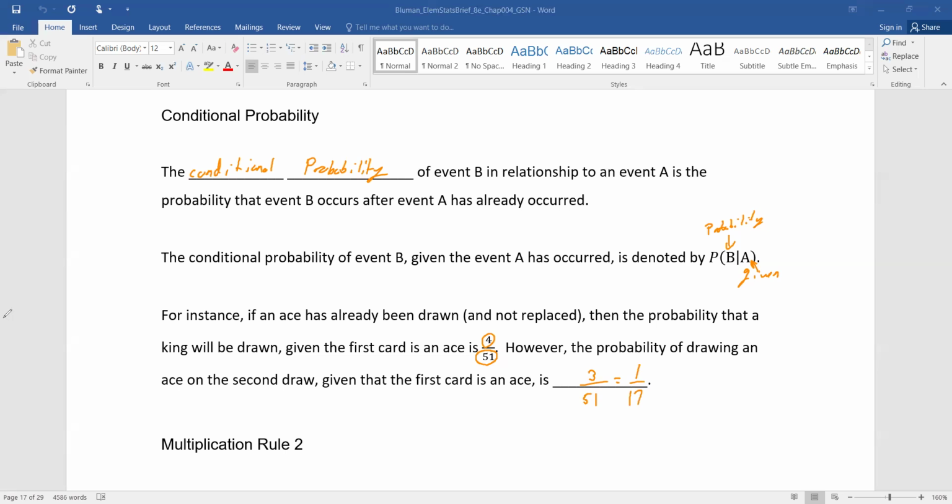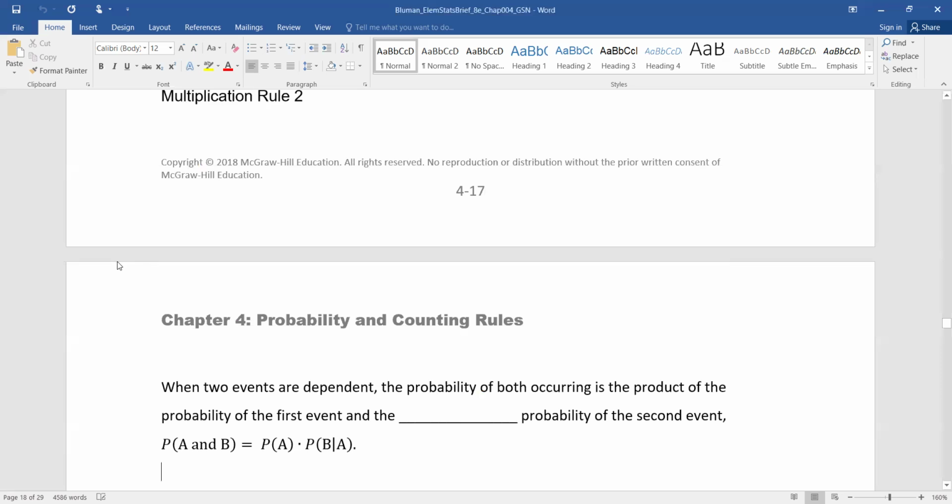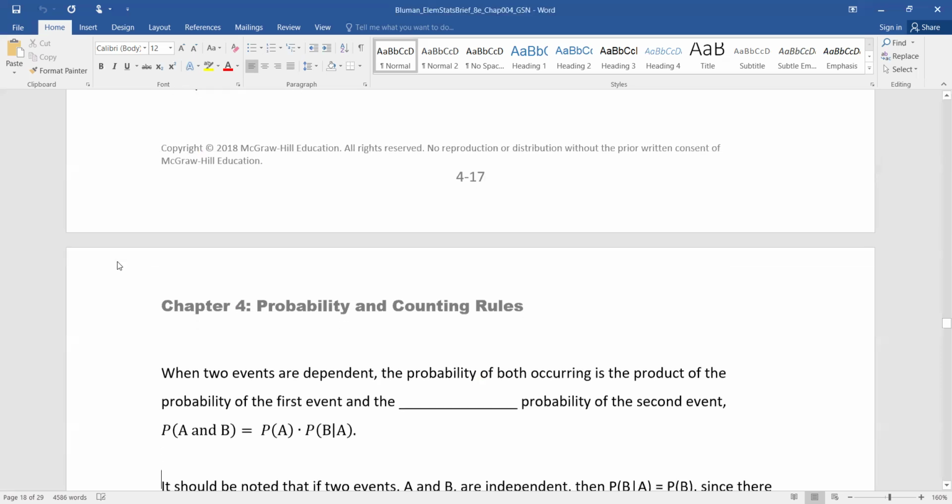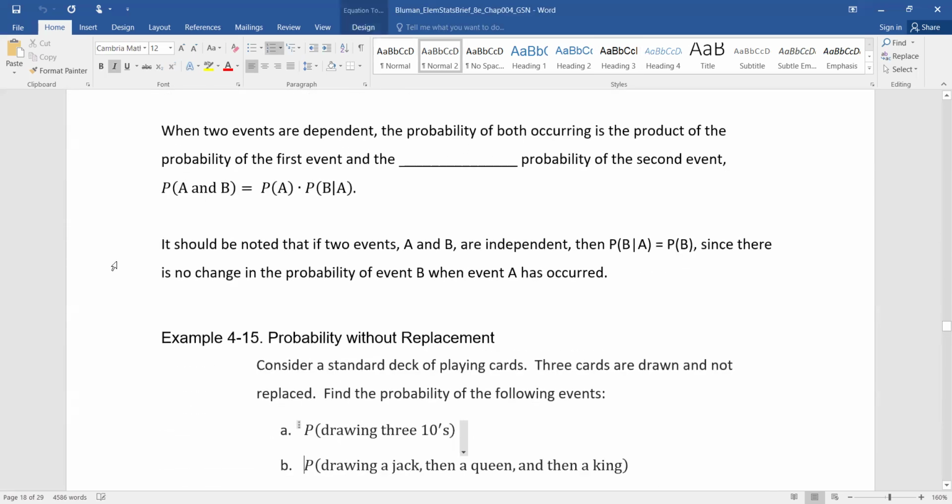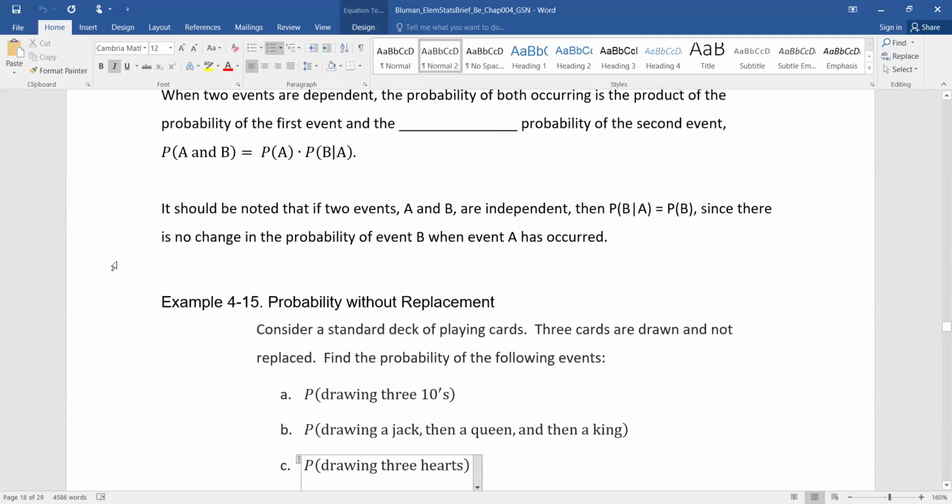All right, so let's look at the multiplication rule. In multiplication rule number 2, we're going to look at when 2 events are dependent. The probability of both occurring is the product of the probability of the first event and the conditional probability of the second event.